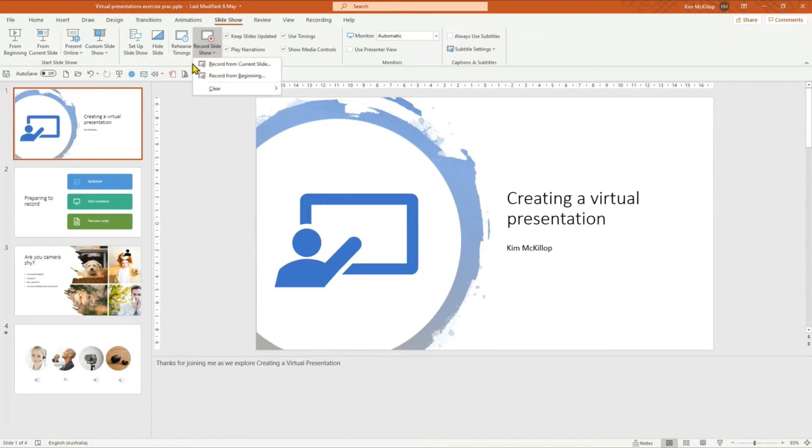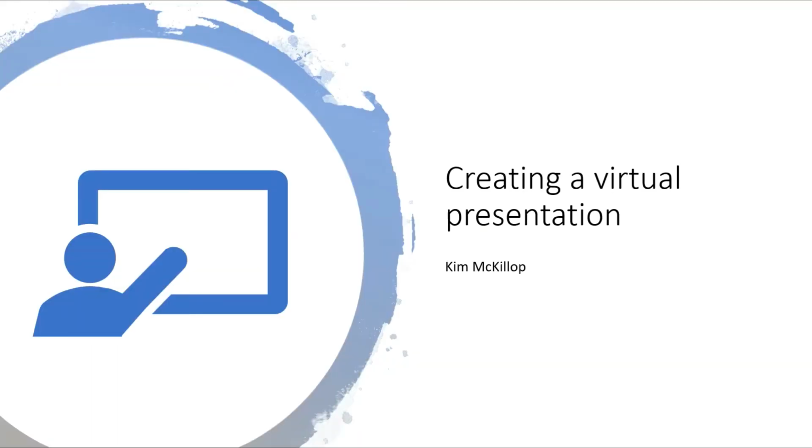When we click on that button, you can see we have the option to record from the current slide or from the beginning. If you've already attempted a recording and it didn't work out, that's okay. You can come here and you can clear any recordings. I'm going to go for recording from the beginning. So I select that button and I'm now taken into record mode.